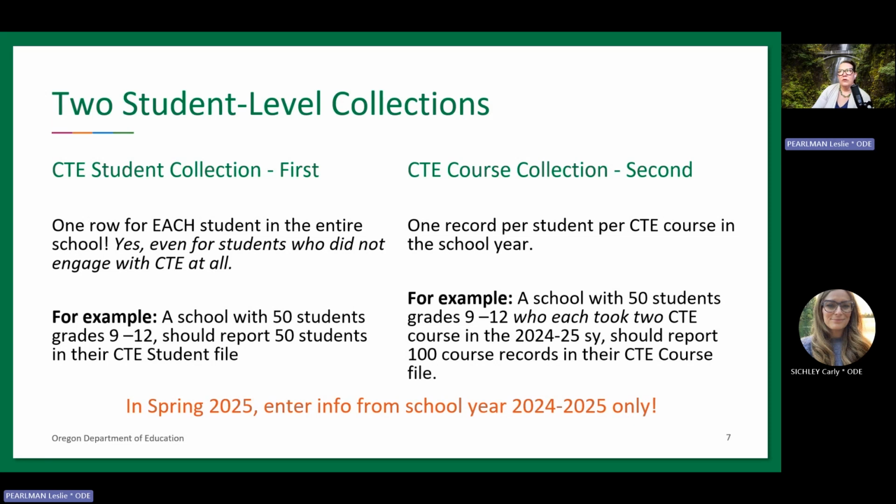For the CTE course collection, you will submit one record per student per CTE course in the school year. So as an example, if you have a school of 50 students in grades 9 through 12, and each of those students took 2 CTE courses in the 24-25 school year, you should report 100 course records in the CTE course file. And in this collection, please do remember that we are only looking for data from the 24-25 school year.